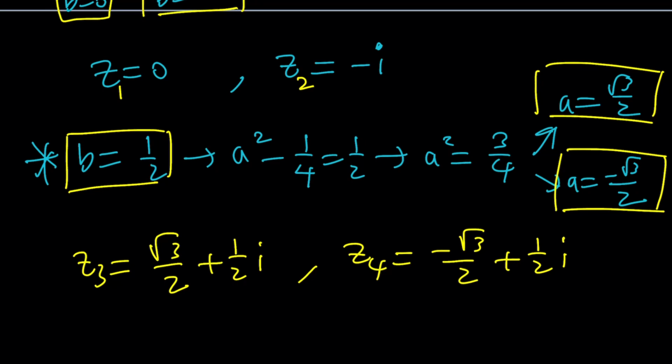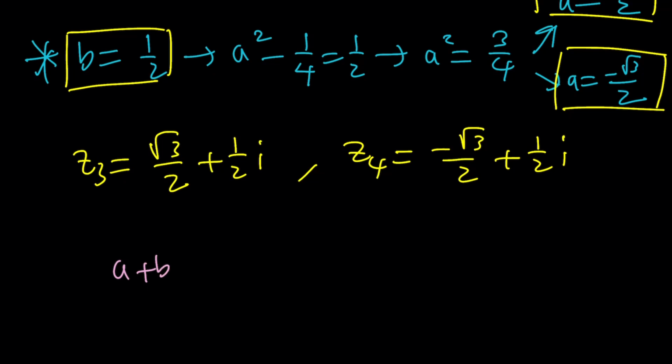Notice that the imaginary part is always positive in this case. Make sense? Okay, so looks like there are 4 solutions to this equation. Are those all the solutions? Can we find other solutions? By the way, you can basically test it out.